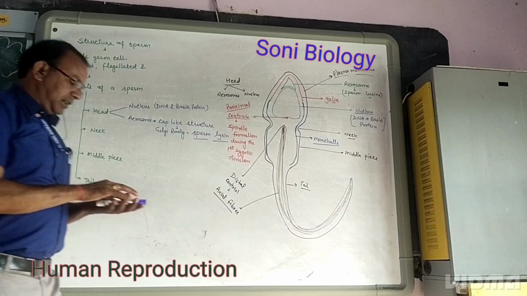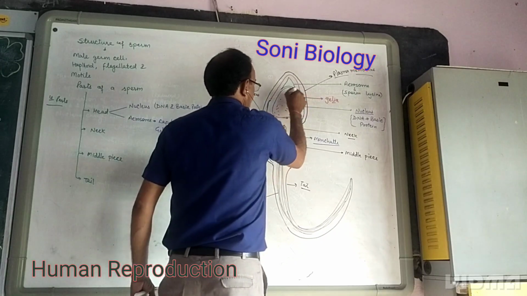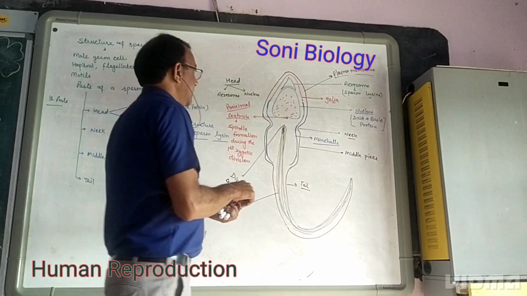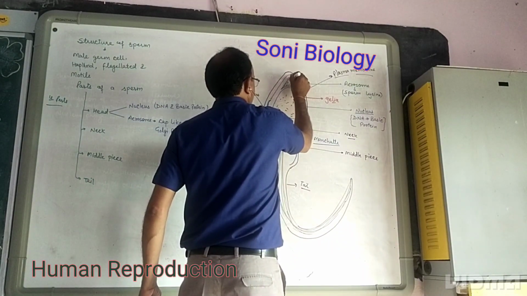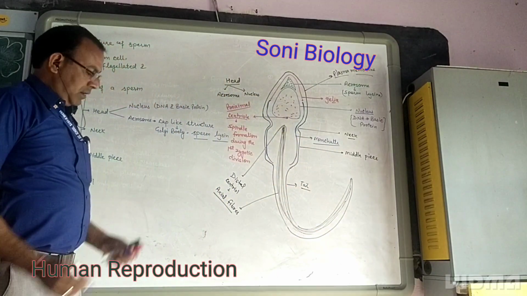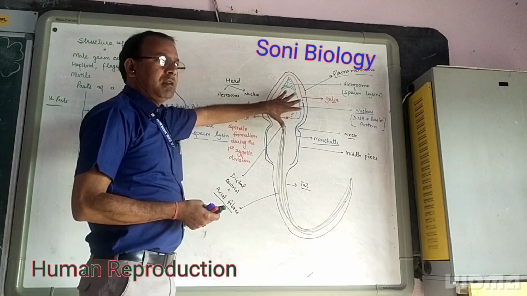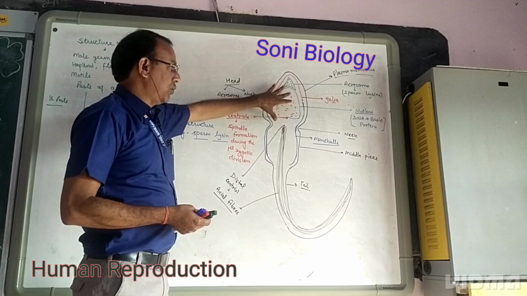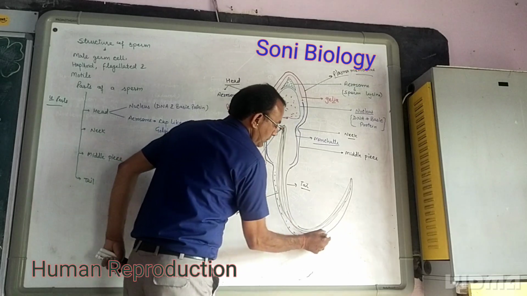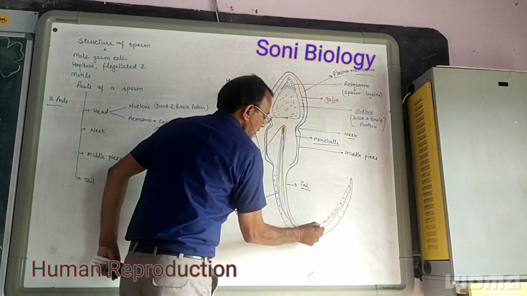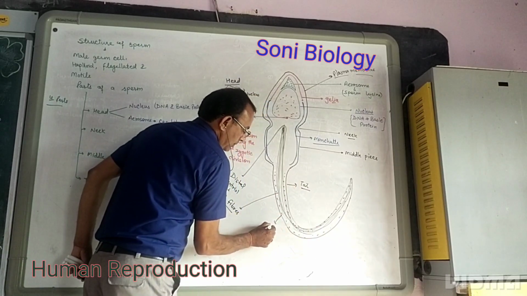A nucleus consists, as we have discussed, of DNA with basic protein. Acrosome consists of sperm lysine. This sperm lysine enzyme is responsible for breaking down the outside layer of the egg. There is a very small, negligible quantity of cytoplasm present in the head zone, but cytoplasm is present in the tail zone.